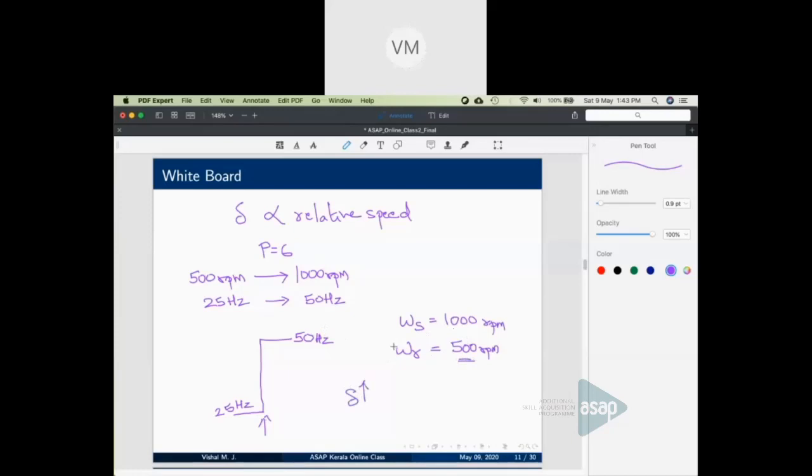And what is wrong in that? If delta goes beyond 90 degree, see, as I told, delta rapidly and abruptly increases, and there is a definite possibility that delta can go beyond 90 degree as well. And if delta goes beyond 90 degree, machine will fall out of synchronism. Okay, we call it machine falling out of step. The machine will just stall. It will not work as a motor anymore.